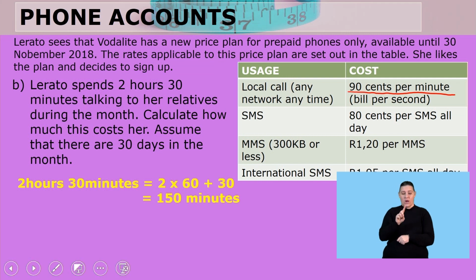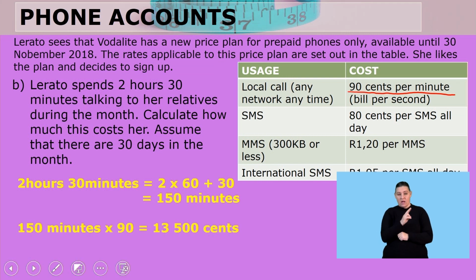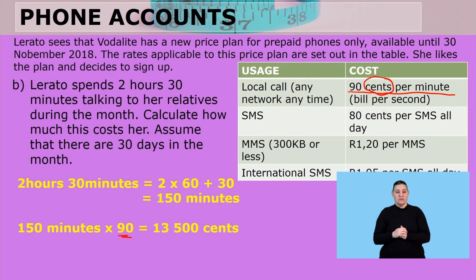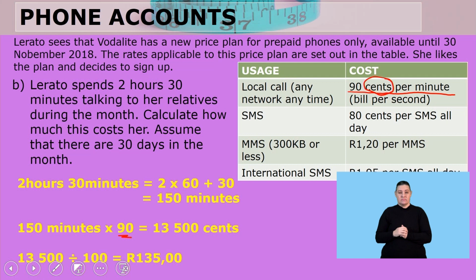And once we've converted that, we can say that is 150 minutes times 90 is 13,500 cents. Remember, it's 90 cents. There's the cent. Okay. And then we divide it by 100 to get the price in rand. Nice work. Concentrating. I like that. Let's push along.